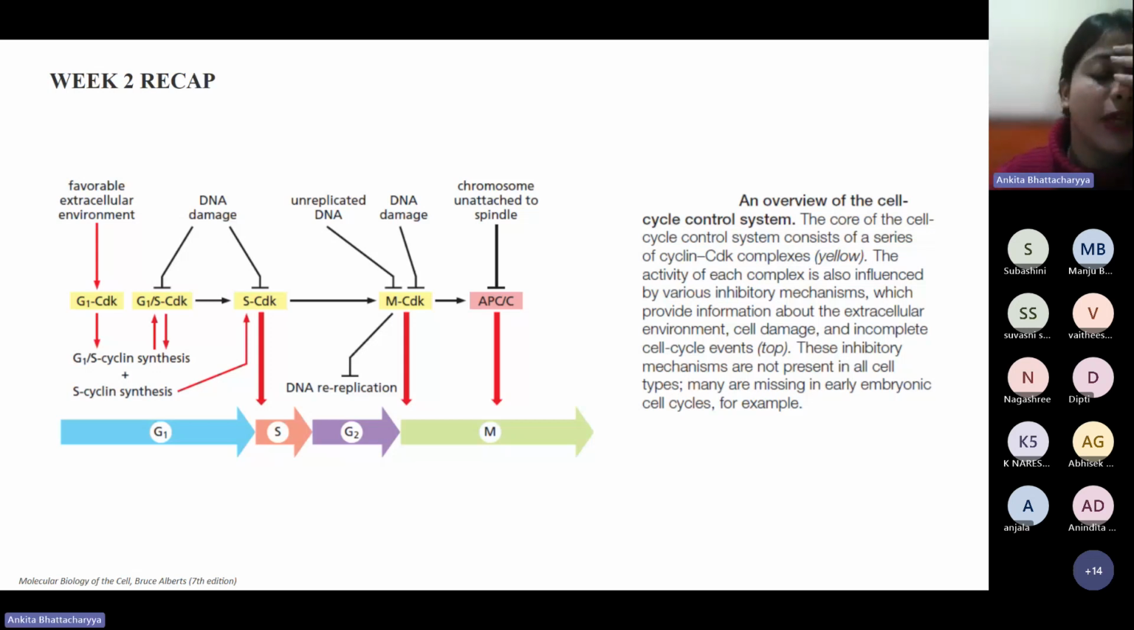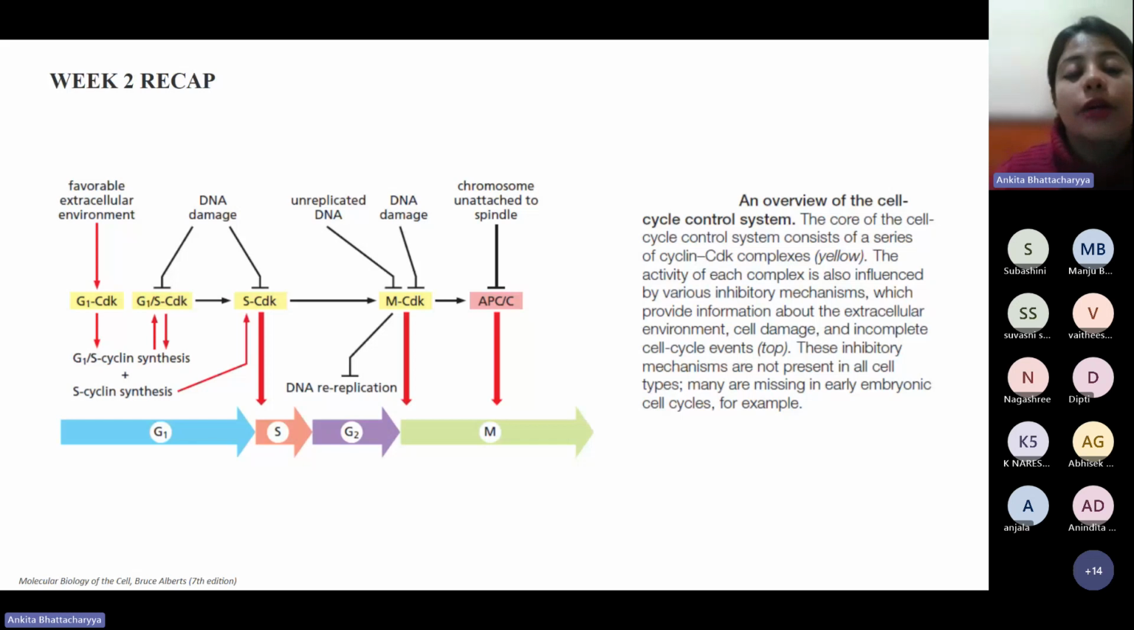Coming back to the diagram that we were looking at. At the bottom, you can see the different stages of the cell cycle: G1, S, G2, and M. When the environment around the cell is favorable, the cell proceeds for G1/S, and therefore G1 CDK is going to be activated and G1/S cyclin synthesis will be carried out, and simultaneously S cyclin synthesis will also briefly start to occur. Then S CDK will be synthesized and it will proceed for S phase.